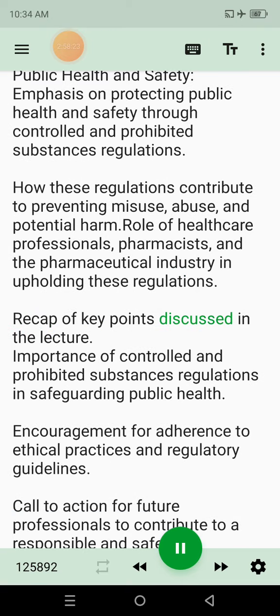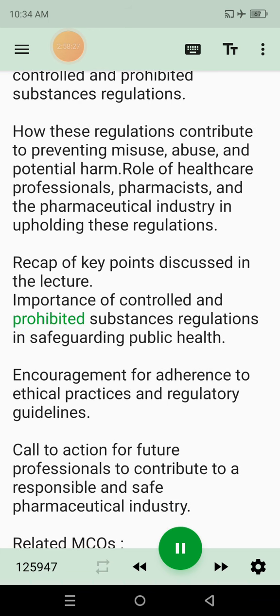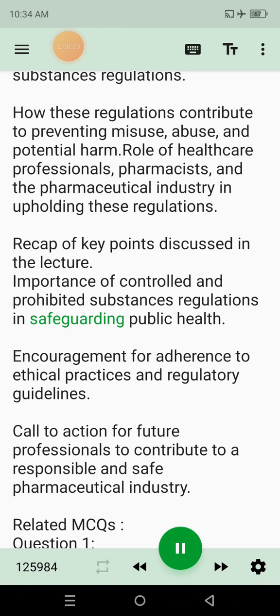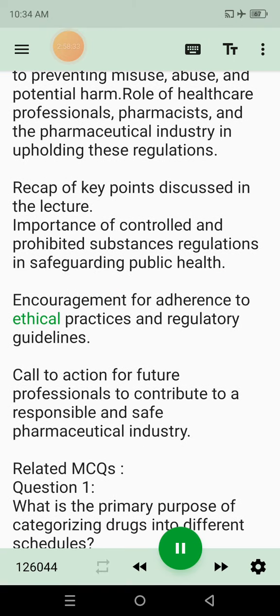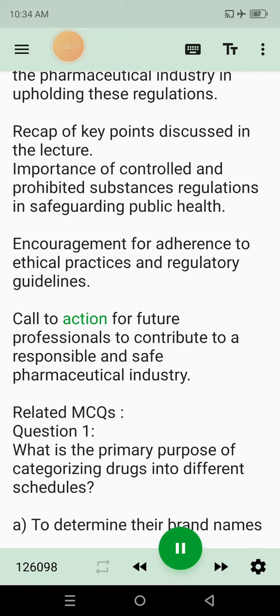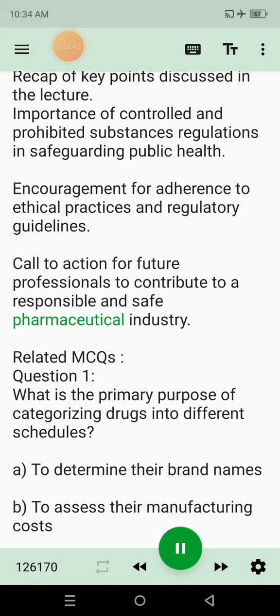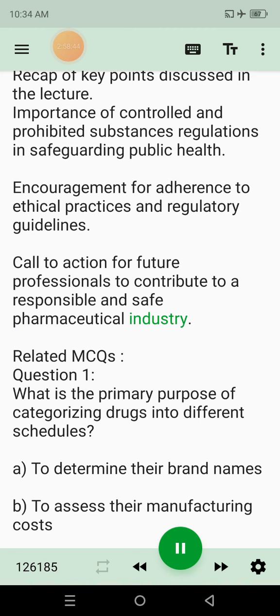Recap of key points discussed in the lecture. The importance of controlled and prohibited substances regulations in safeguarding public health. Encouragement for adherence to ethical practices and regulatory guidelines. A call to action for future professionals to contribute to a responsible and safe pharmaceutical industry.